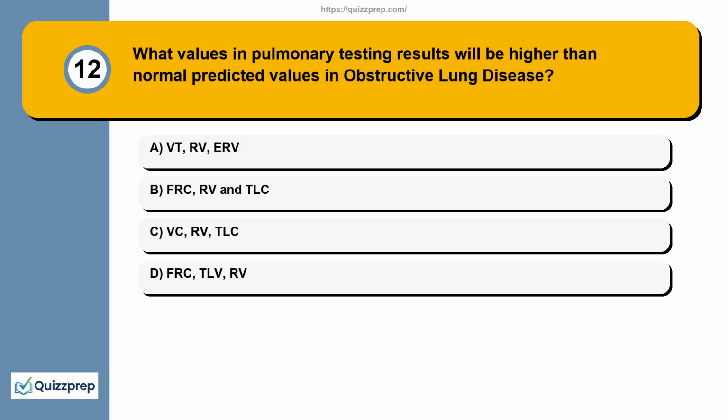Question 12. What values in pulmonary testing results will be higher than normal predicted values in obstructive lung disease? VT, RV; FRC, RV and TLC; VC, RV, TLC; FRC, TLC, RV.